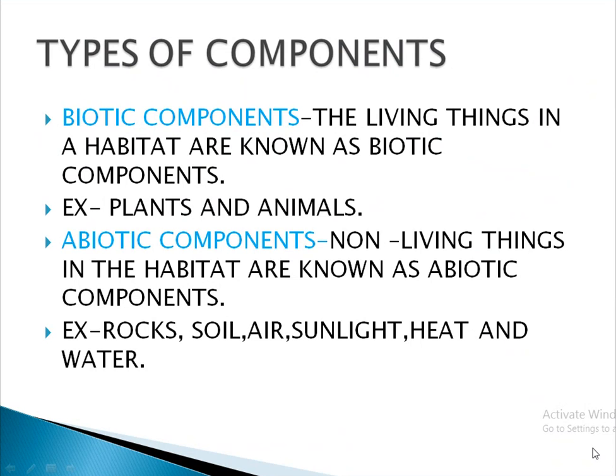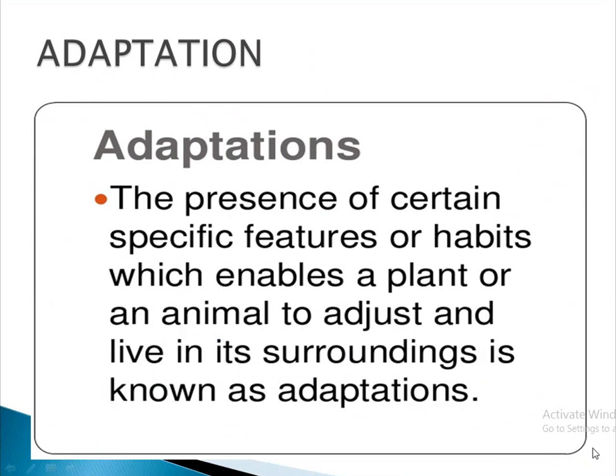The second is abiotic components. The non-living things in the habitat are known as abiotic components. Examples of these components are rocks, soil, air, sunlight, heat, and water. Dear students, do you know some specific changes in their bodies make them comfortable to live in their surroundings? These changes are called adaptation. The presence of certain specific features or habits which enable a plant or an animal to adjust and live in its surroundings is known as adaptation.